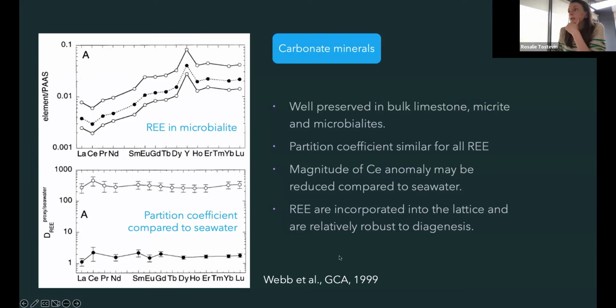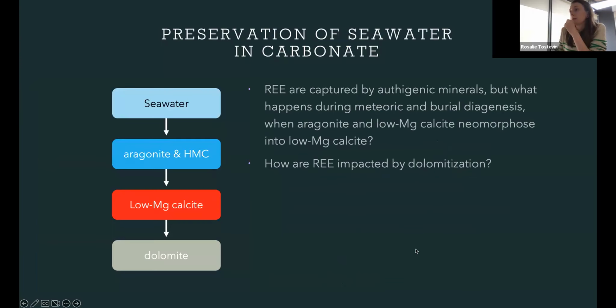We also think that rare earth elements are incorporated into the lattice, replacing calcium, and that they're relatively robust to diagenesis. So this is a massive question, obviously, for all geochemical proxies, and particularly in carbonate settings. We know that we have a seawater signal which enters the primary minerals, which might be aragonite or high magnesium calcite, and that they, over geological timescales, are going to transform into low magnesium calcite and dolomite, and that they could be exchanged with pore waters during that process.